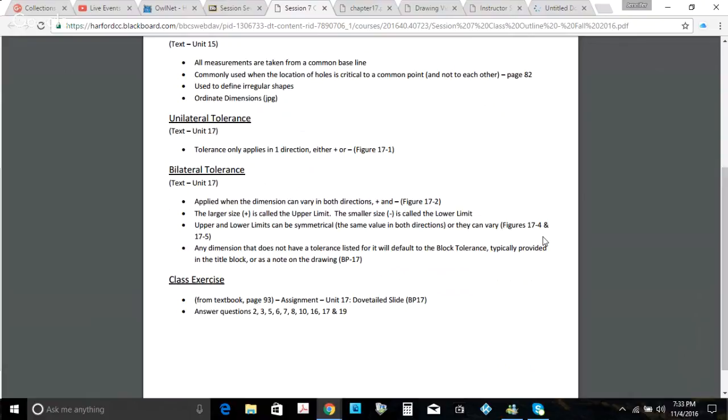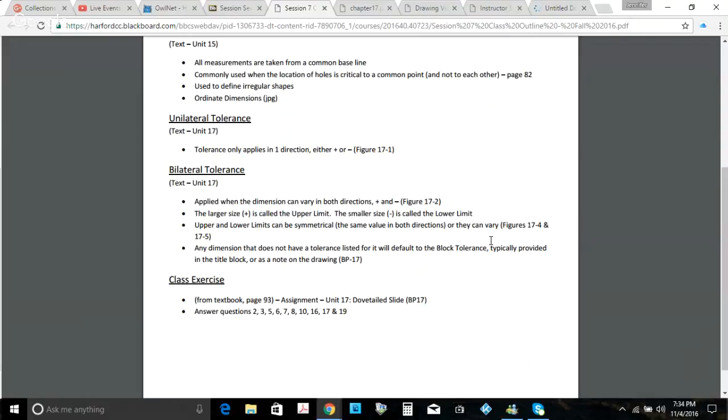And we use some terms. Here in bilateral tolerance, in this section, unit 17, the second bullet down says the larger size, the plus size, is called the upper limit. The smaller or the minus size is called the lower limit. So with this stack of drawings that I'm going to give you, I'm going to say, go look at drawing 1, 2, 3, 4, and find this specific dimension and let me know what the upper limit of that dimension is. Let me know what the lower limit of this other dimension is. So be familiar with upper and lower limits.